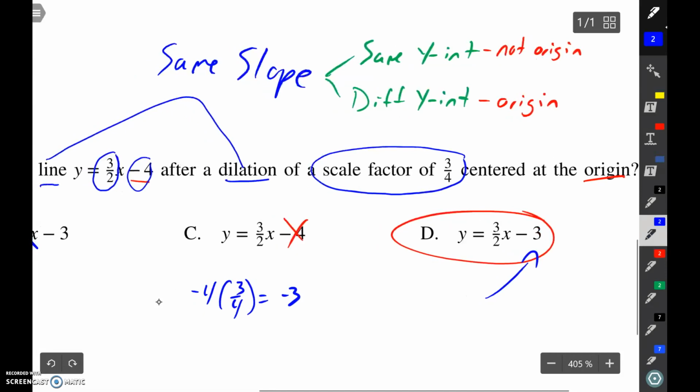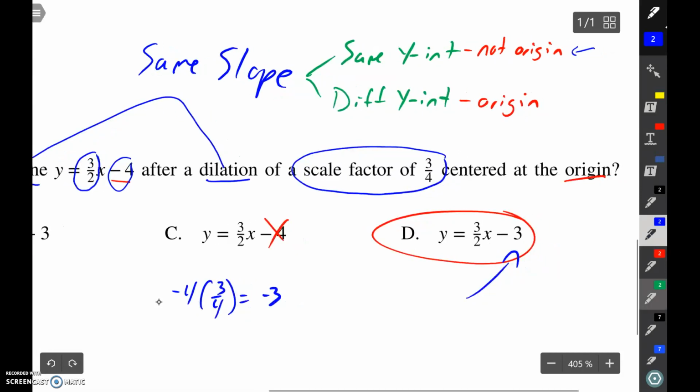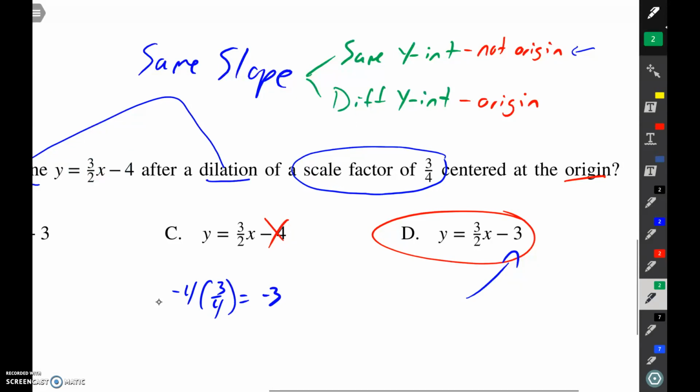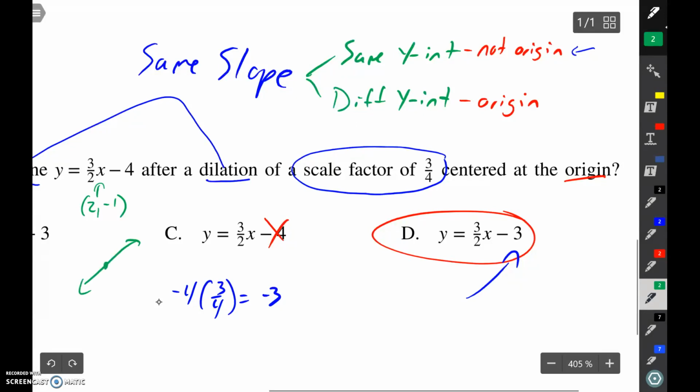Now, how come when it's a point that's not the origin, it's the same y-intercept? Well, at least in the past, every time they give you a point that's not the origin, they give you a point that's actually on the line itself. Like in this case, let's say they gave us the point 2, -1. If they said centered at the point 2, -1, well, this is a point on this line. If I plug in a 2, I get a -1. And when you dilate a line from a point on the line, it just continues out on that same line.